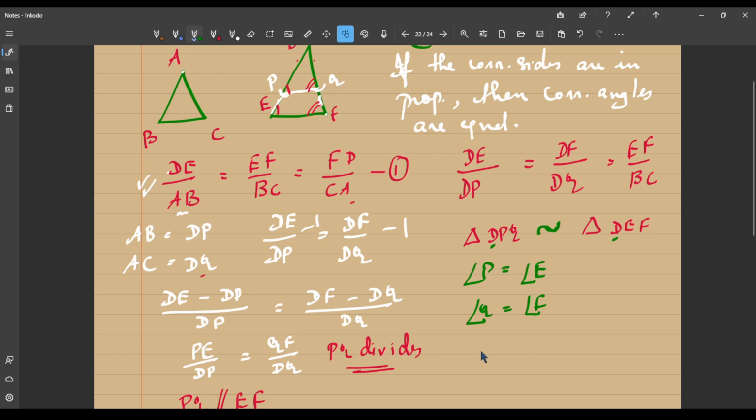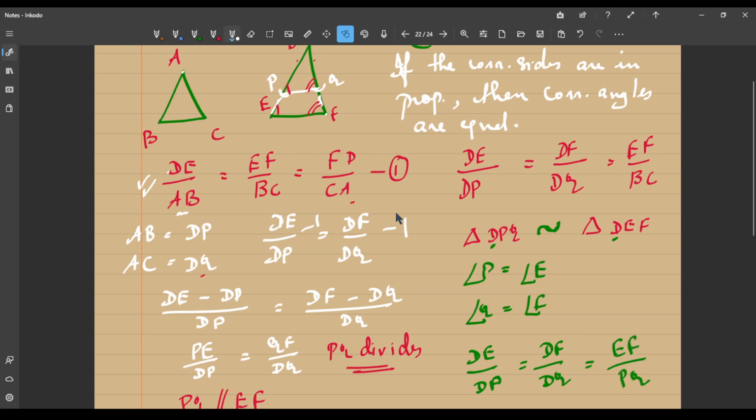So I will have this ratio now, DE by DP is equal to DF by DQ, and my last ratio would be PQ by, right? Because it's DE, DF, I'll have to write EF in the numerator, EF by PQ.